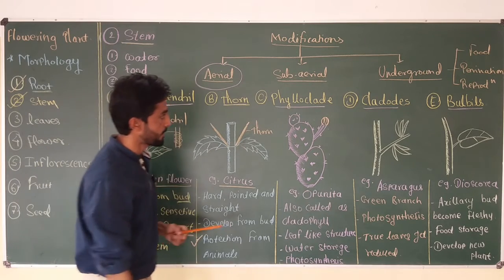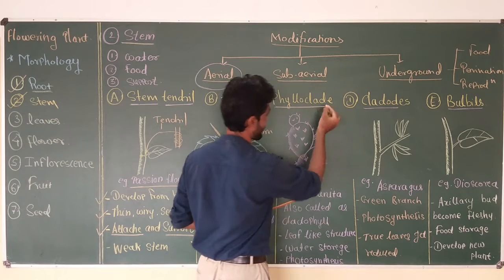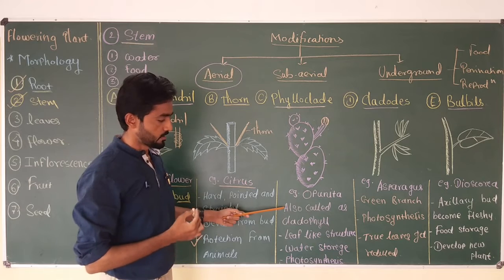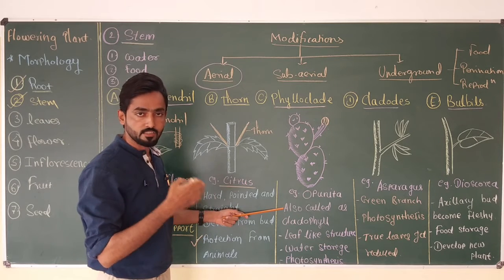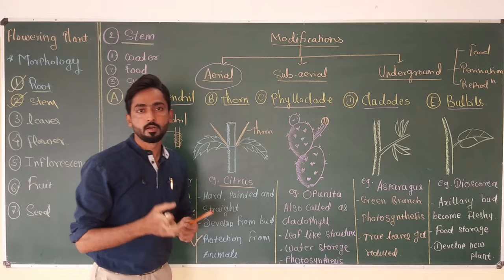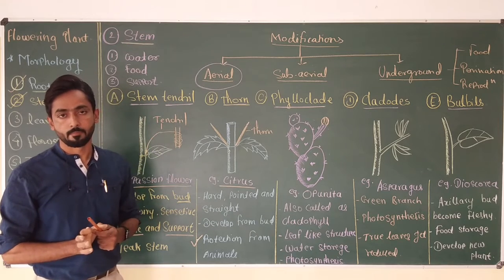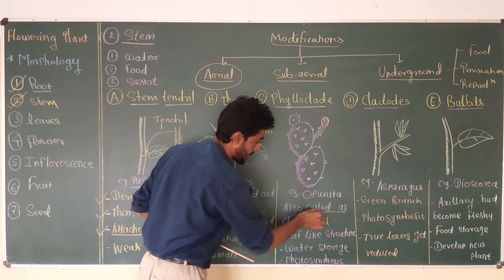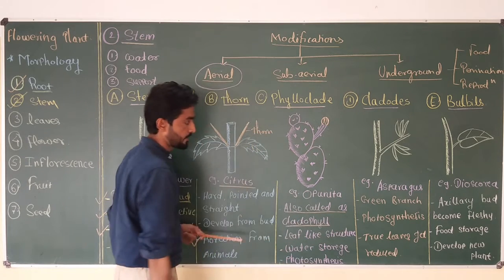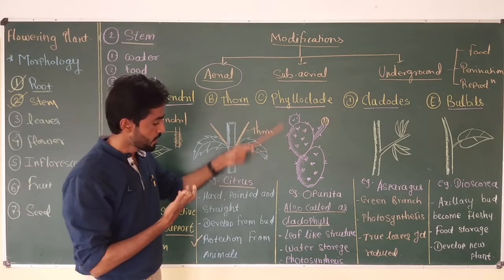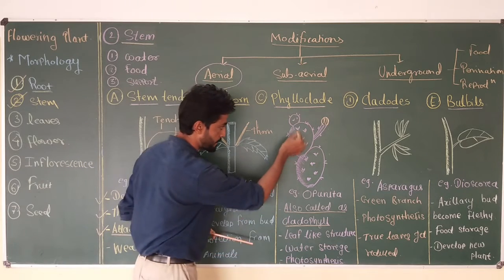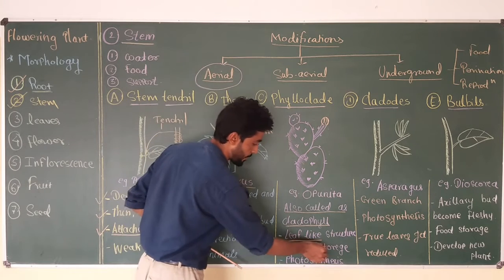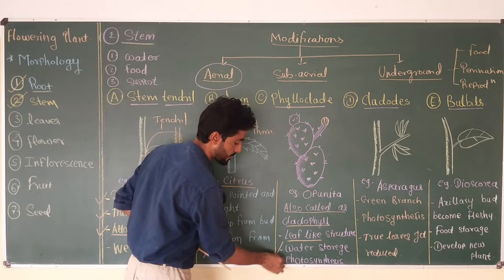The third type of modification is the phylloclade, which is also an aerial modification. In the phylloclade, the plant stem gets changed to perform the function of food storage and photosynthesis. This type of modification is also called cladophylls. That means they can be called phylloclade or cladophylls. The stem of the plant becomes leaf-like, and they perform the important functions of water storage and photosynthesis.